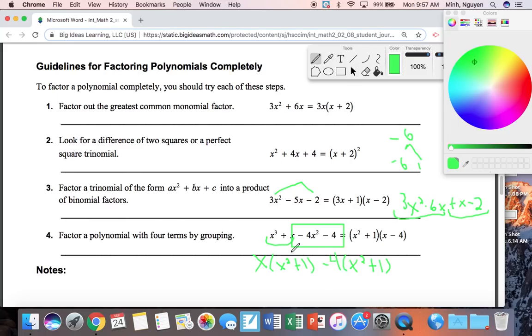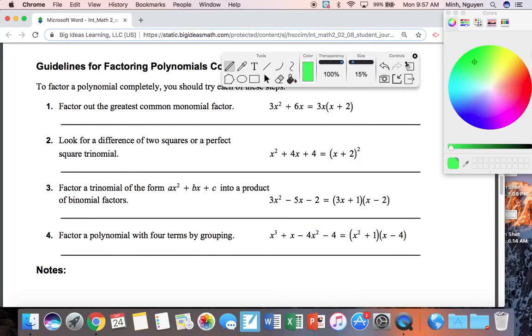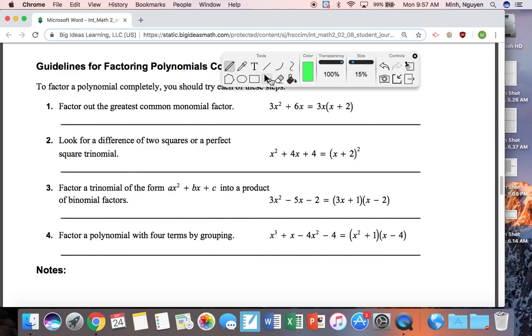So you go ahead and you copy the set of parentheses, x squared plus 1. So you have dealt with that. And what is it being multiplied by? It is being multiplied by x and negative 4. So that's how that goes. Okay. Let's keep moving.